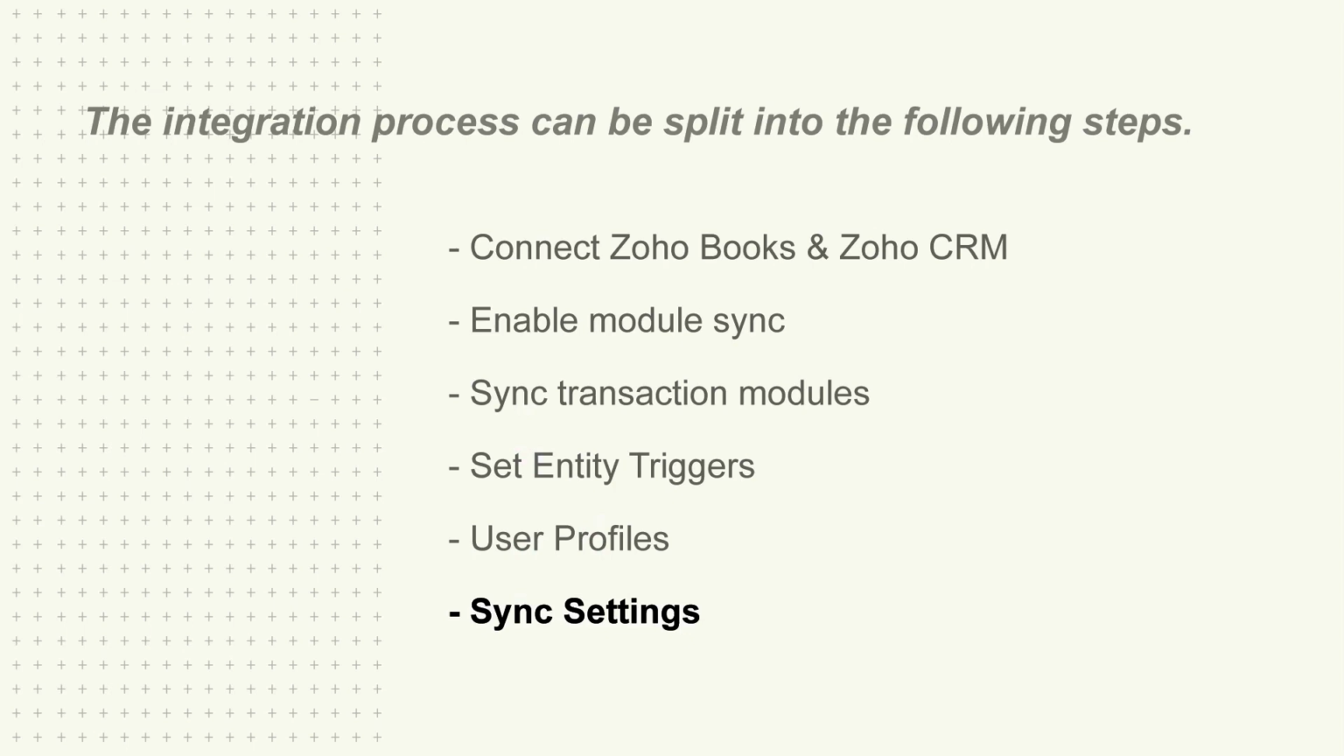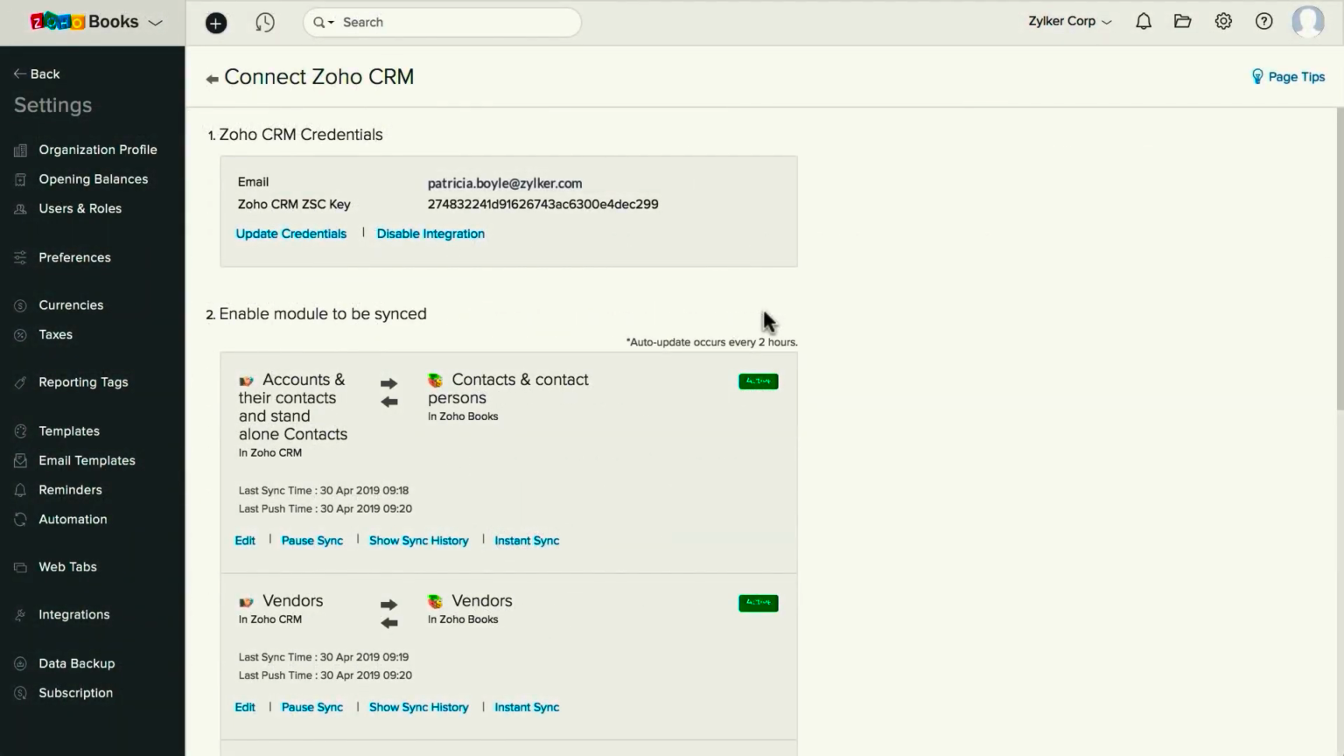Sync settings. Once you have configured the integration, any new data you add will be updated via the automatic sync that occurs every 2 hours after the initial sync. However, there's also a manual instant sync option which you can use to sync updated data anytime. You can also pause or resume the sync. And the sync setting can be edited at any time.